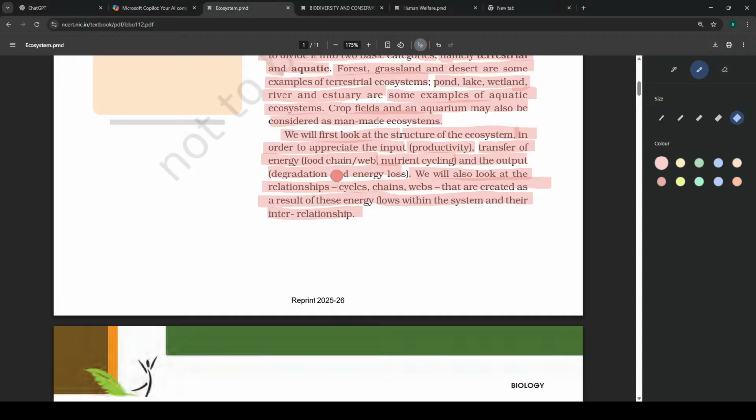Mainly in an ecosystem, the input is the productivity. We'll see what productivity is in the next topic. Transfer of energy, in the food chain and food web, we have studied the basics in our earlier classes. And the output is degradation and energy loss. Let's continue reading.